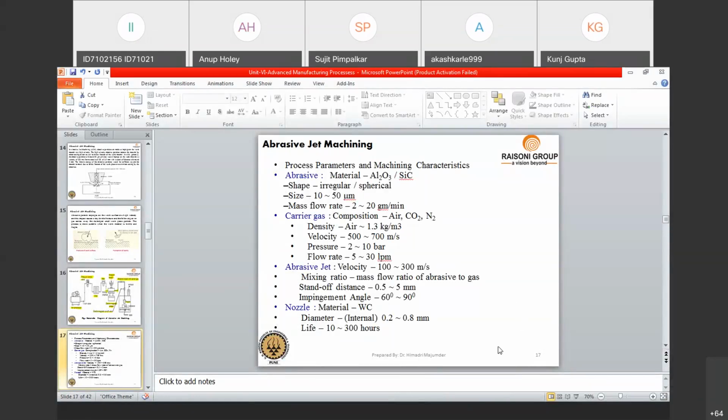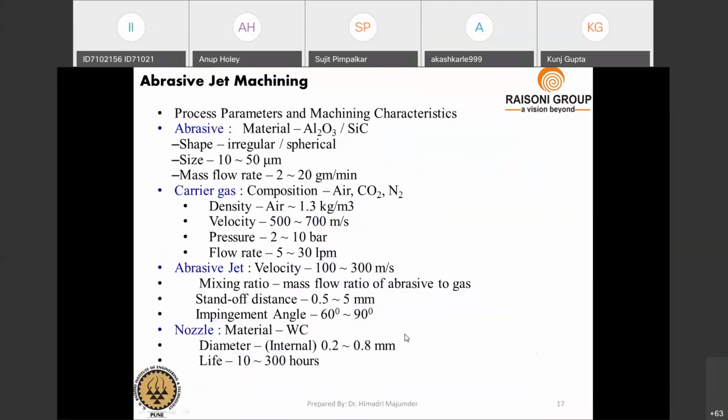Again, as the nozzle is a very important part for abrasive jet machining, that's why you should follow these parameters for the nozzle. The material should be very hard. Internal diameter should be 0.2 to 0.8 mm. Then the life, meaning how long it will work, is 10 to 300 hours.